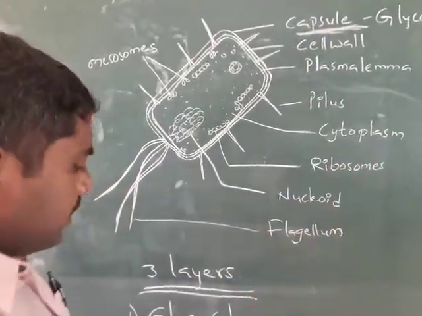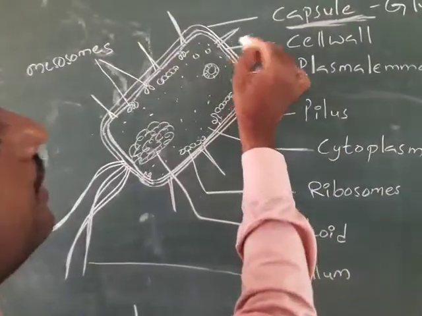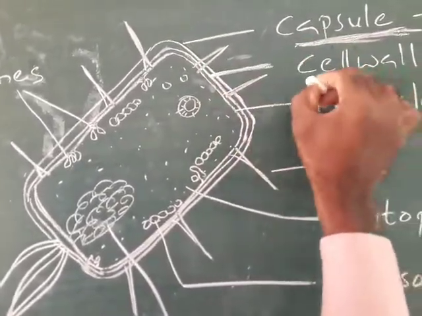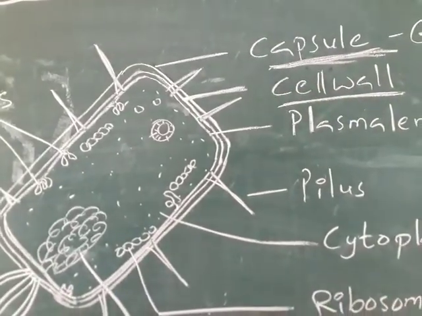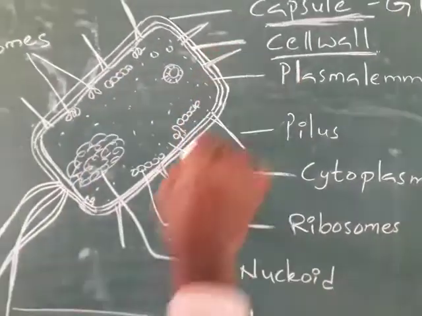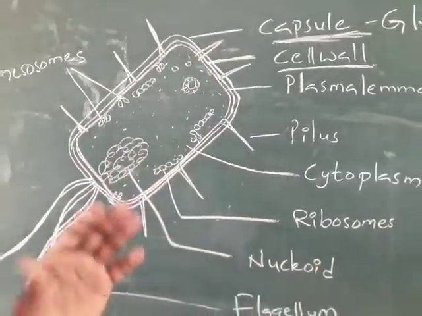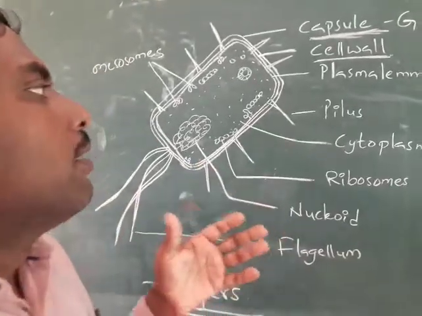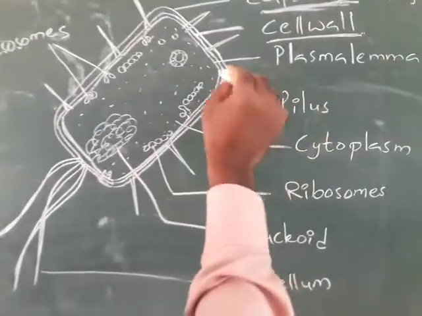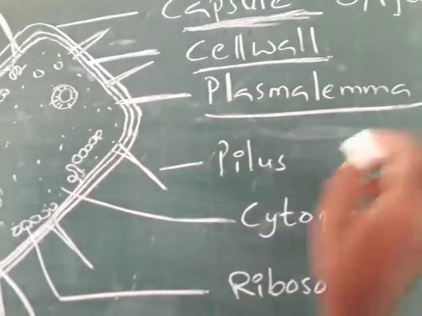And the second layer is the cell wall. Here it is the second layer, outside of which is the glycocalyx or capsule, the outer layer. The cell wall gives the perfect structure and shape to the bacteria, and it prevents the bacteria from bursting.